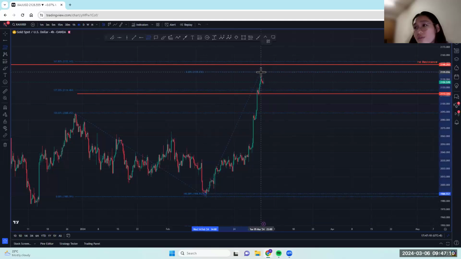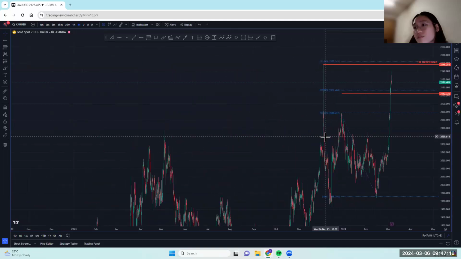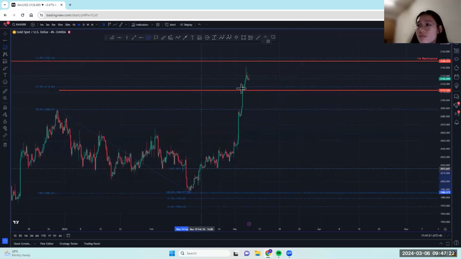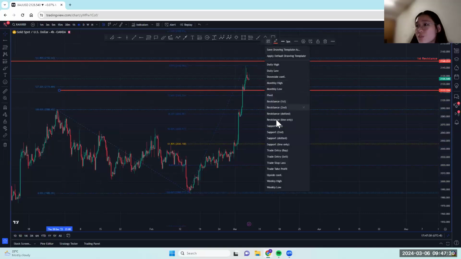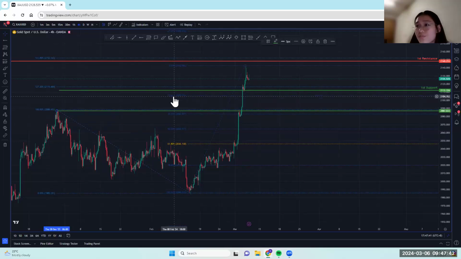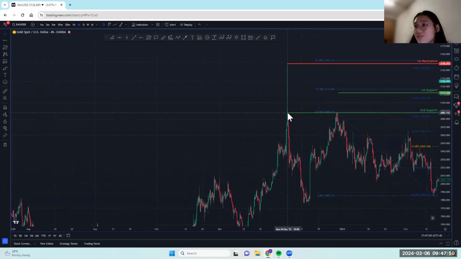Okay, next I'm gonna be looking for some retracements. Also, this is my first support. And at this level, it's in line with this 38.2. Okay, so this is my second support level. Then I'll see if I can pull it back some more.